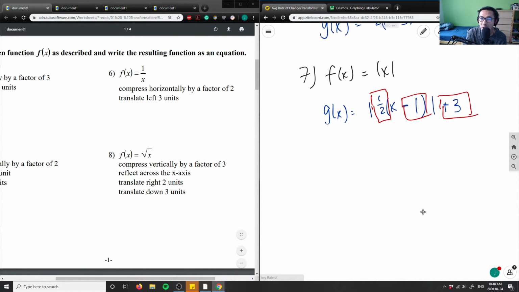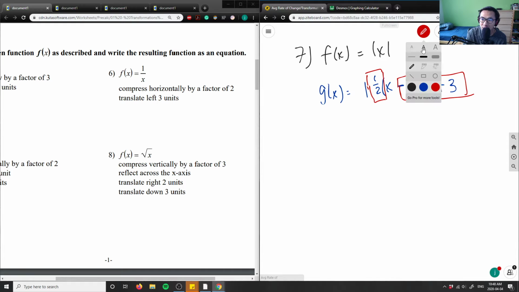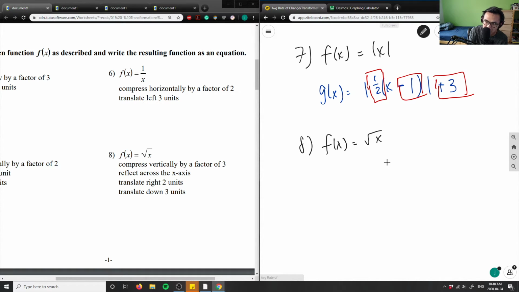And then let's do number 8. Number 8 here says it's a square root function, right? I have square root x. So f of x equals square root of x, and what do I want? I have 4 transformations. This is a bit harder. So let's go from up to down. It says here, compress vertically by a factor of 3.